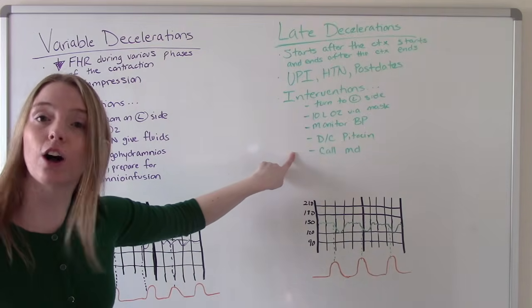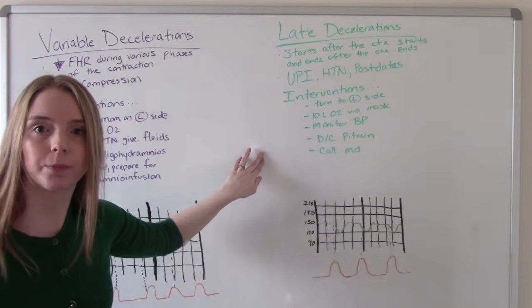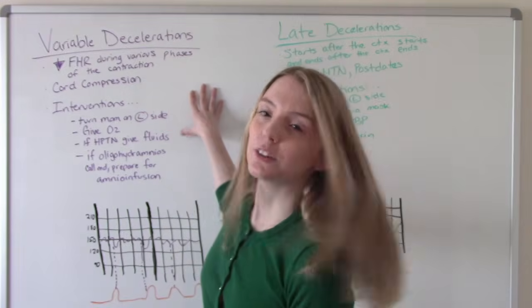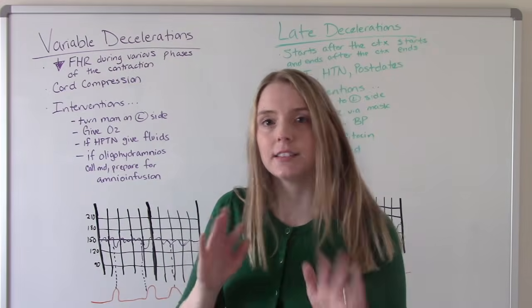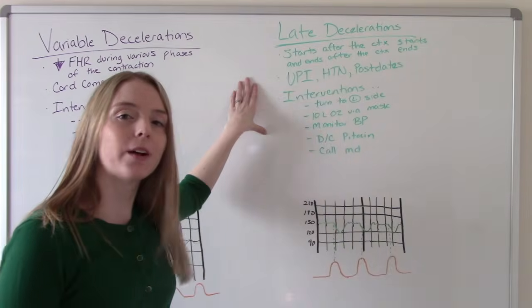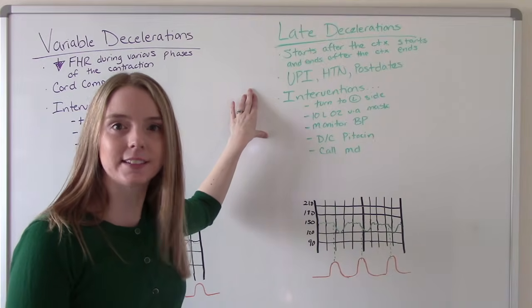And then we're definitely going to call the doctor. This usually turns into an emergency situation. I said with the variables that they're pretty common. They're not good, but they're common, and we kind of keep an eye on them and let's see what happens. We don't wait and see what happens when it comes to lates. This baby has to come out pretty darn soon if you're having lates.